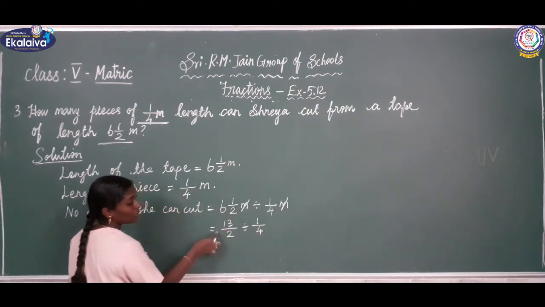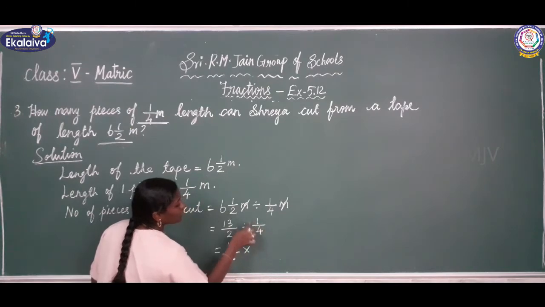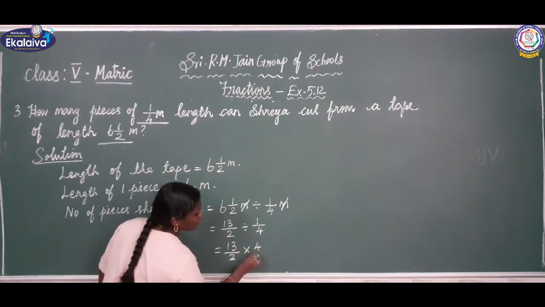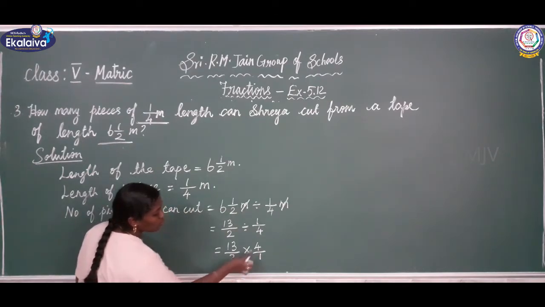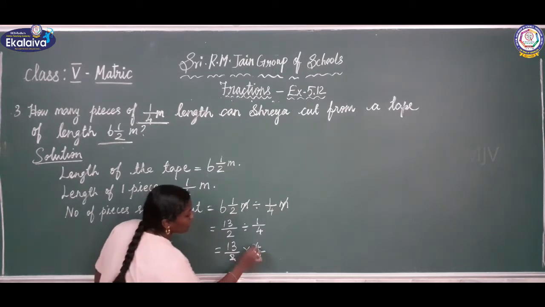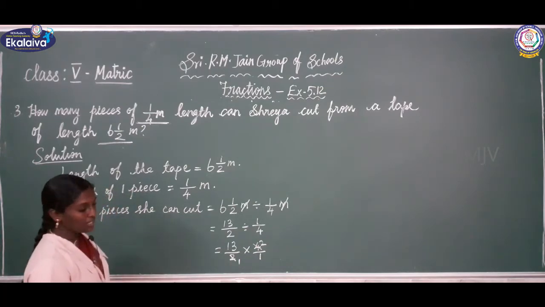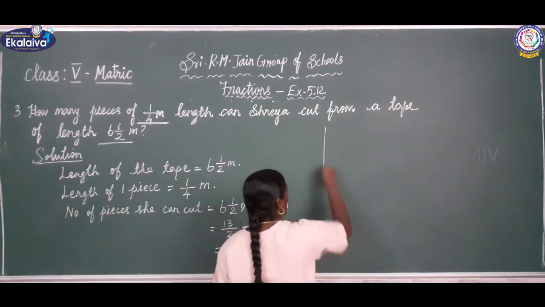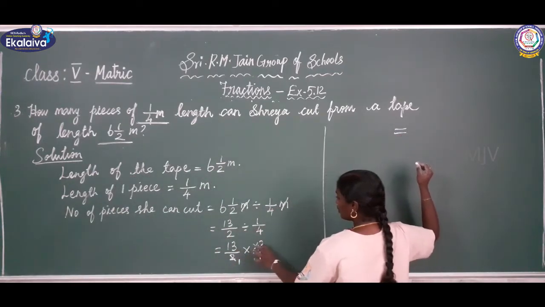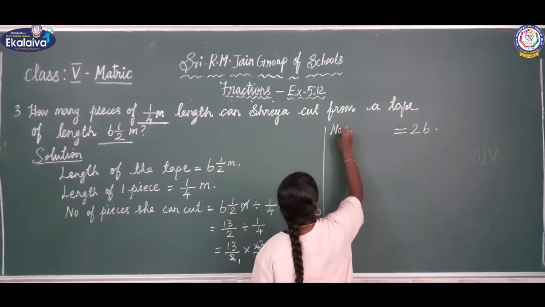To divide the fraction 13 by 2 by 1 by 4, we are going to multiply the fraction 13 by 2 by the reciprocal of 1 by 4. The reciprocal of 1 by 4 is 4 by 1. Now we can reduce the numbers 2 and 4 in 2 table. 2 table 1 time, in 2 table 2 times. Now we have to multiply the numbers 13 into 2 in numerator. In denominator we are having 1. So we have to multiply the numerator numbers alone. 13 into 2 we will get 26. Okay, this is the number of pieces she can cut.